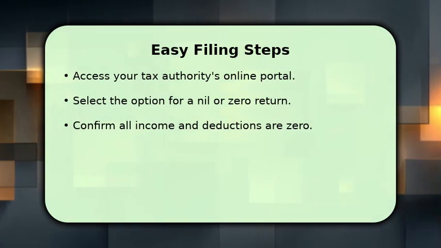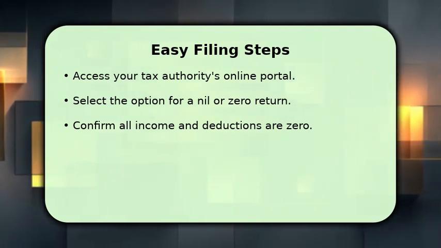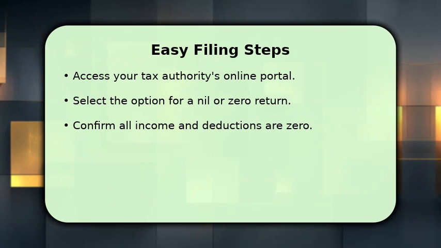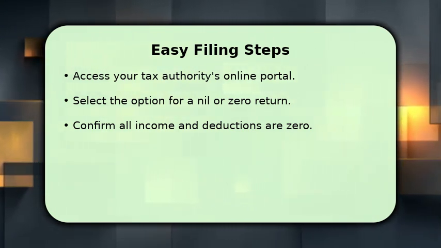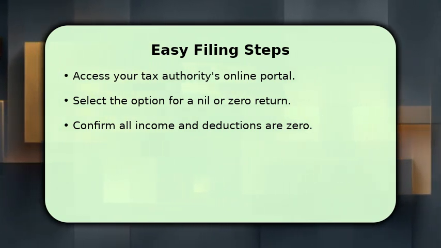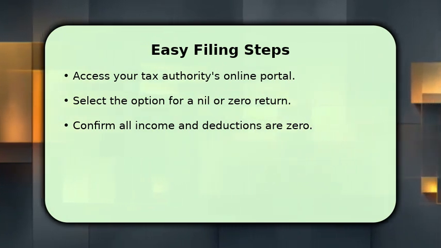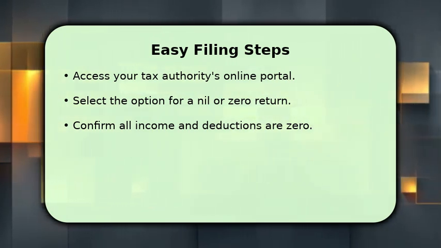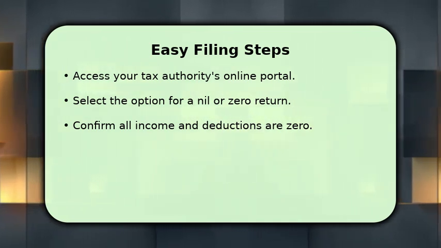Filing a nil tax return is surprisingly simple. First, navigate to your tax authority's official online portal. Look for the option to file a nil or zero return, which is usually clearly marked. You'll then need to confirm that all sections for income, deductions, and credits are indeed zero. Once you've double-checked everything, simply submit the return electronically. This method is quick, efficient, and ensures your compliance without much hassle.